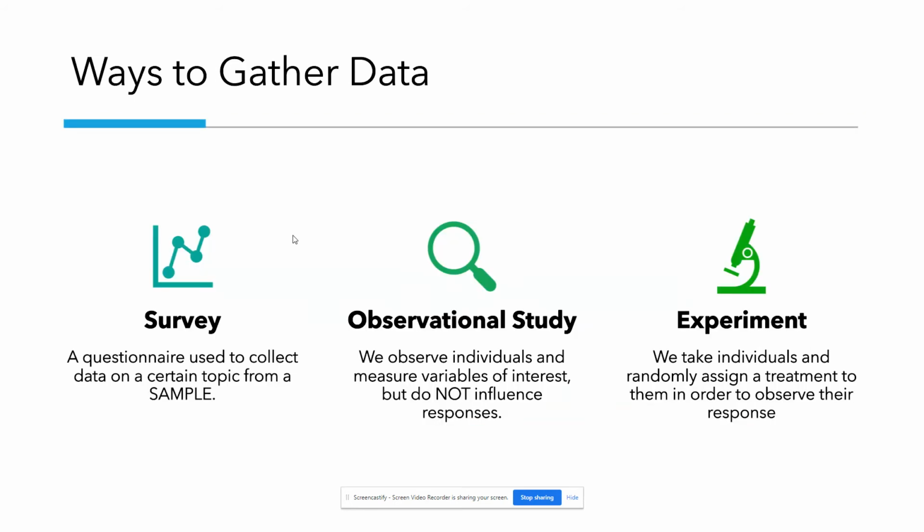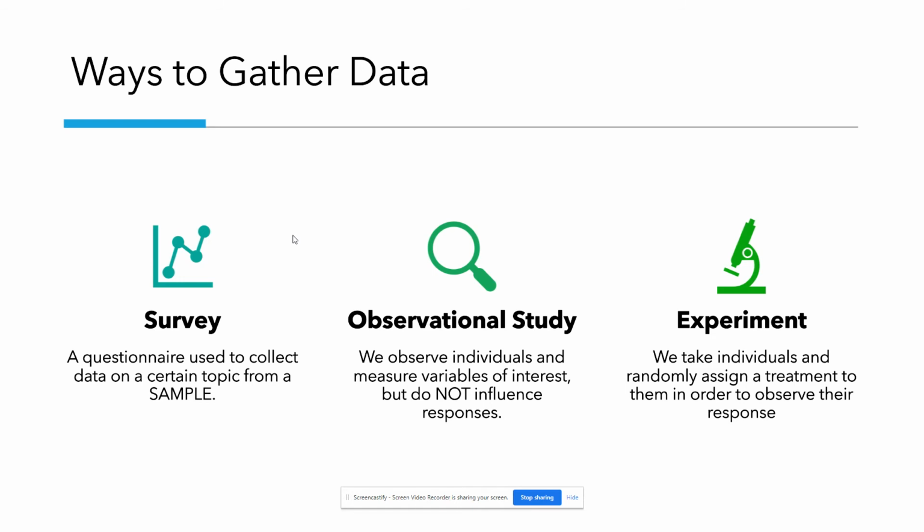So let's look here. We have ways that we can gather data. The first way is a survey. You should know what a survey is. You may actually have participated in a survey. It's a questionnaire used to collect data on a certain topic from a sample. You've got an observational study. That's where we observe individuals and we measure variables of interest, but we do not influence their responses. So we don't try to alter it in any way. And then there's what's called an experiment. That's where we take individuals and randomly assign a treatment to them in order to observe their response.